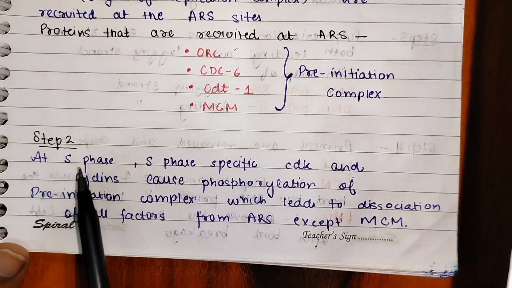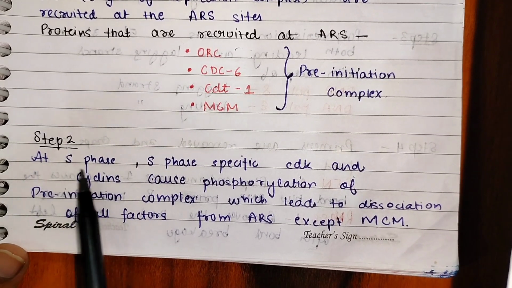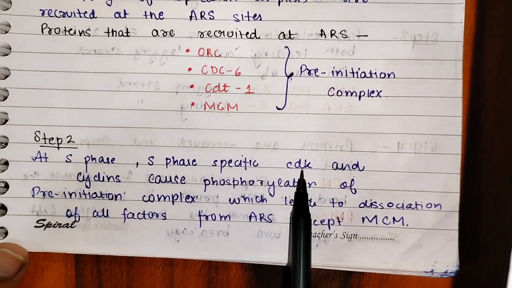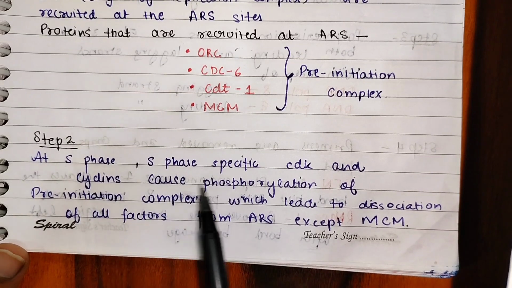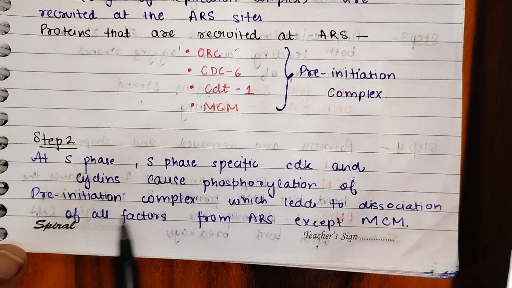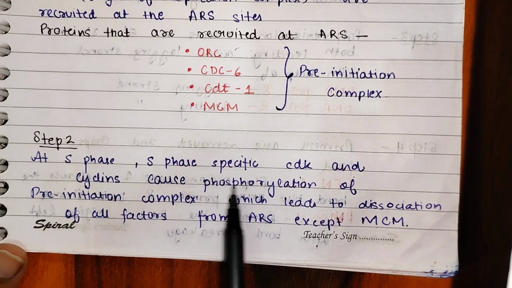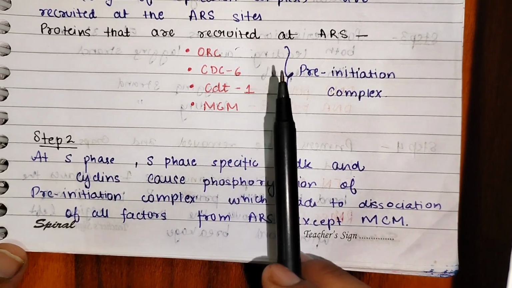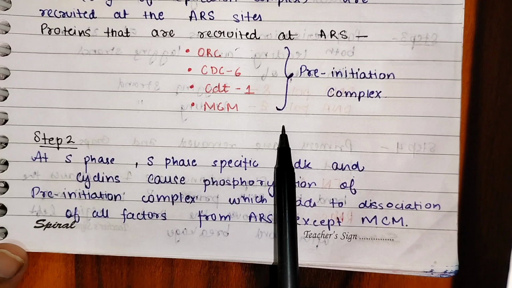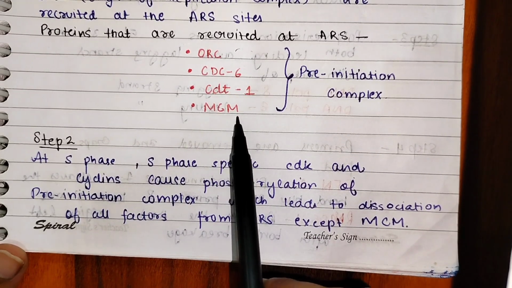This happens at S phase. The step 2 happens at S phase. Specific CDKs and cyclins will cause phosphorylation of the pre-initiation complex, which will lead to the dissociation of all the factors from the ARS except MCM. So the phosphorylation of the pre-initiation complex will lead to the dissociation of these three factors and MCM will remain.